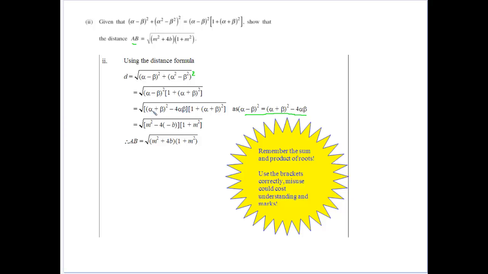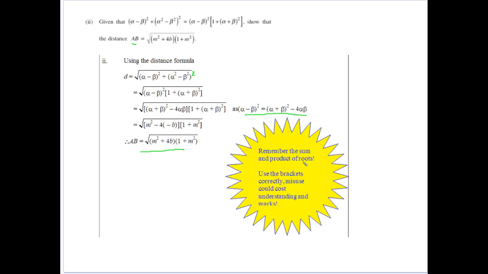Which does work out nicely now because that's alpha plus beta, which is m from the previous question, and alpha times beta, which is minus b. So that gives us the m squared plus 4b. And we had alpha plus beta, which is just m. So we get the 1 plus m squared, which means we've got the expression we want.